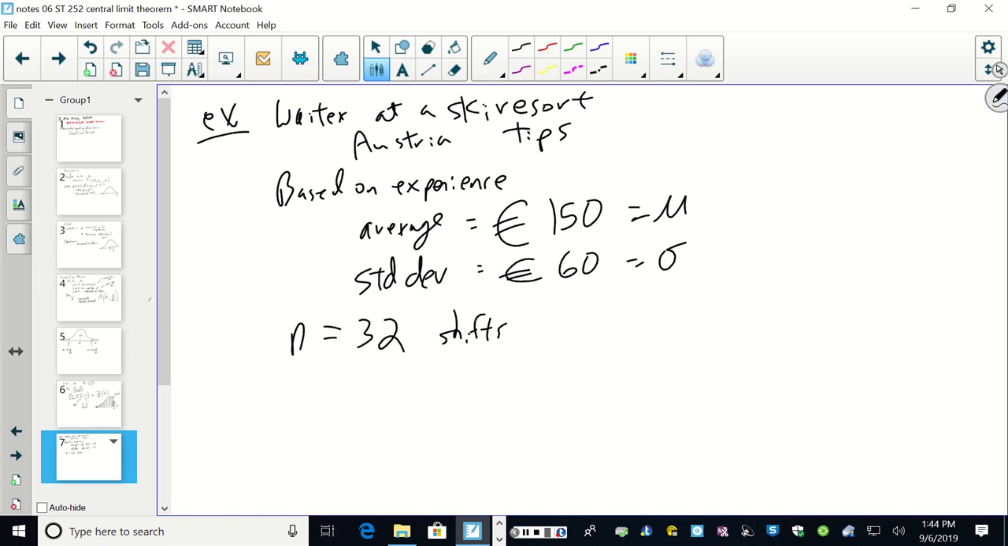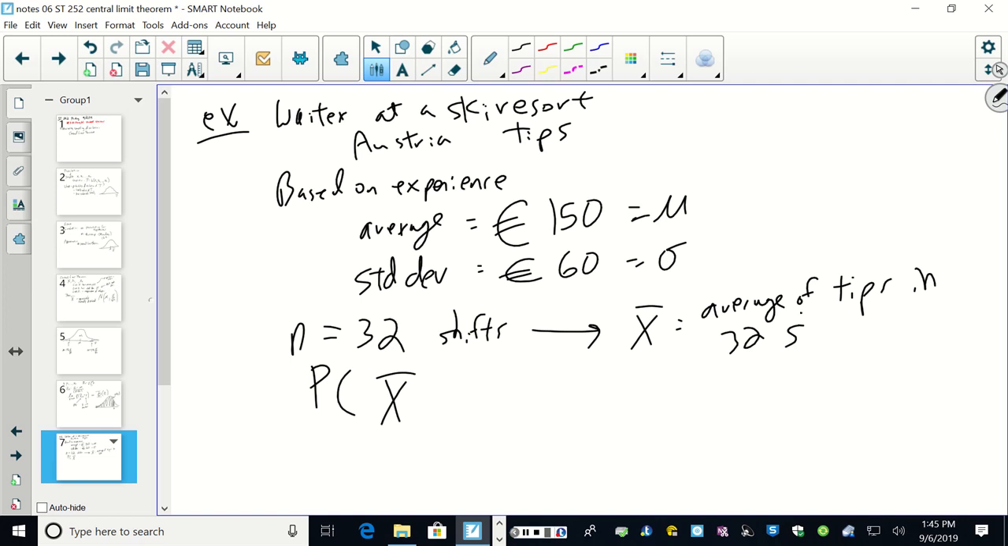We can ask, what's the probability that the average, x bar, the average of tips in 32 shifts, is going to be less than something like 130 euros? What's the chance that it's less than 130, given that the average is 150 and the standard deviation is 60?